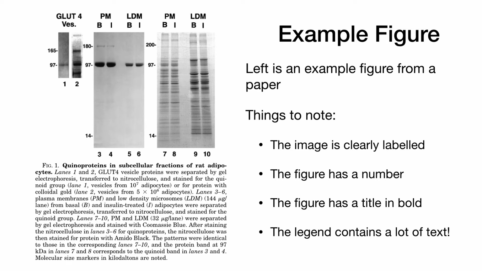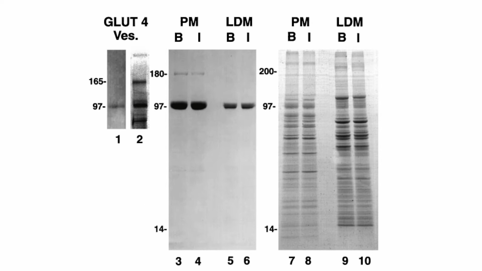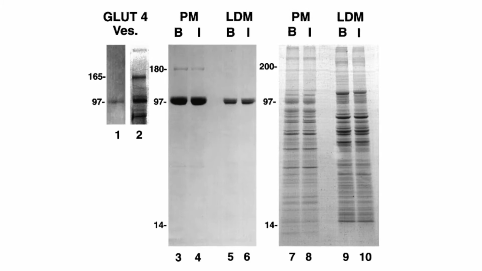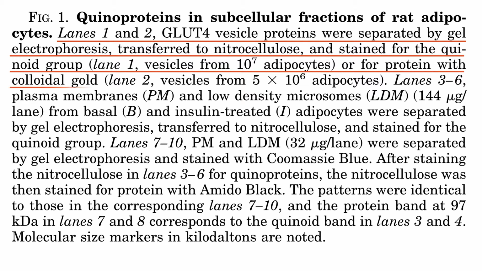So if we look more closely at the gels, what we can see here is that we've got it all nicely labelled up so we know what is going on. And then in the figure legend what we can do is talk about those lanes. So the first thing we need in the legend is the figure number, figure 1, and a title. Then we describe the lanes. So for example, lanes 1 and 2 tells us that we've got GLUT4 vesicles there. It tells us that in lane 1 there are 10 to the 7 adipocytes, and in lane 2 there are 5 times 10 to the 6 adipocytes.